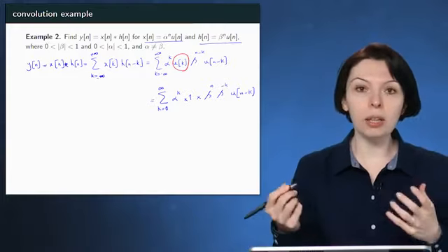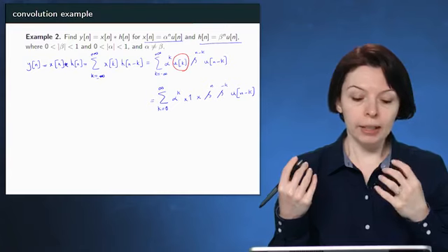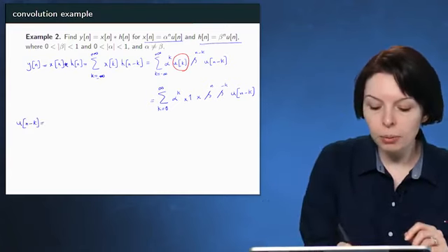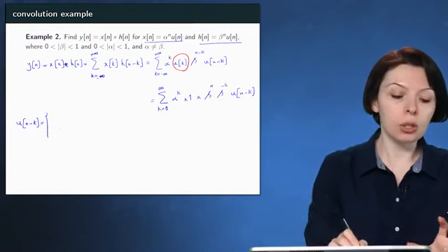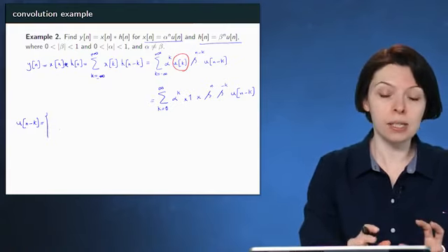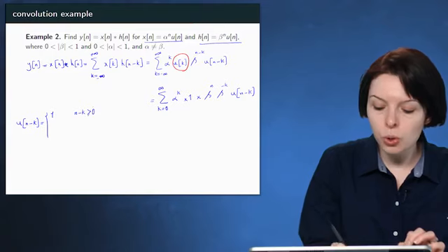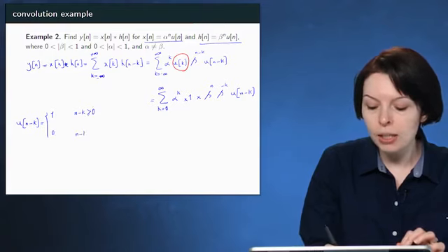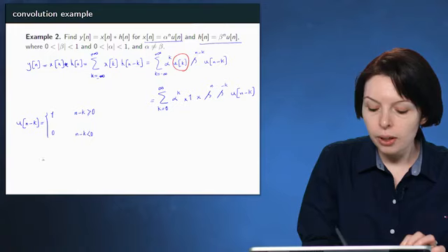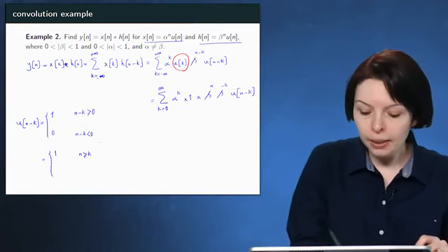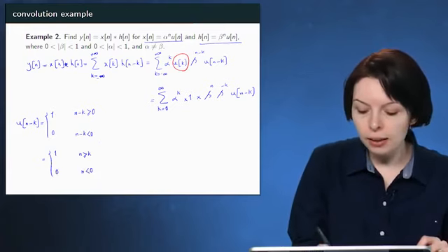It's either 1 or 0 depending on the choice of n. So let's take a look at how I can take care of this one. I'm going to write u of n minus k and treat it as the transformed unit step function. This is equal to 1 when the argument of this step function is greater than or equal to 0, and it's 0 when n minus k is less than 0. So that's equal to 1 when n is greater than or equal to k, or k values are less than n, and it's 0 when n is less than k.